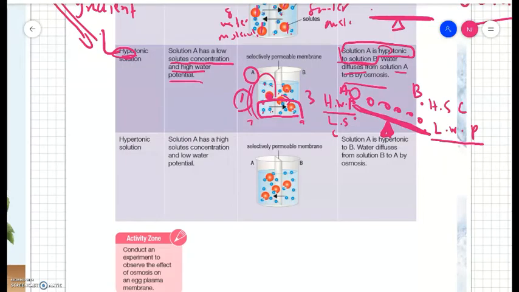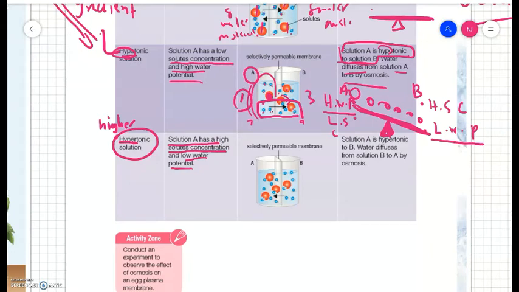Okay, now we go for hypertonic solution. Hyper means high, okay, higher. Again, hypertonic solution, what is the high? What is high? Solution now. Solution A has high solute concentration, low water potential. Okay, vice versa. Terbalik pula.